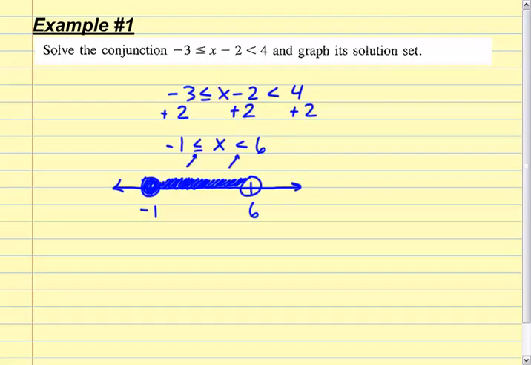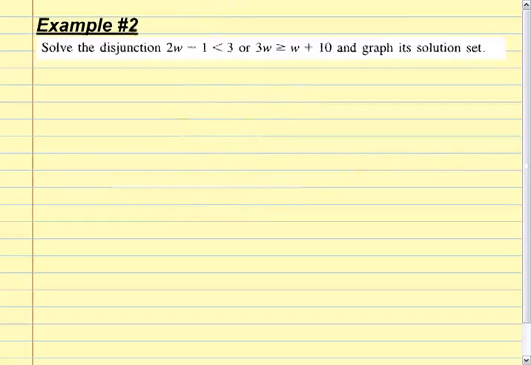Okay? Any number in here, let's just pick 3. That number is between -1 and 6. That means if I plug in 3 here, I'm going to get -3 is less than or equal to 3 minus 2, which is 1, which is less than 4. Is that true? Sure. 1 is greater than or equal to -3 and less than 4 at the same time. That's how I know that this is a conjunction.